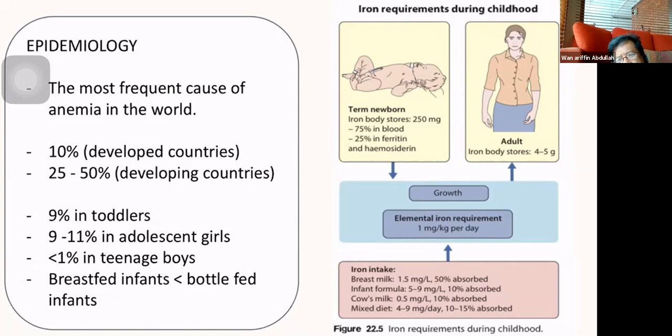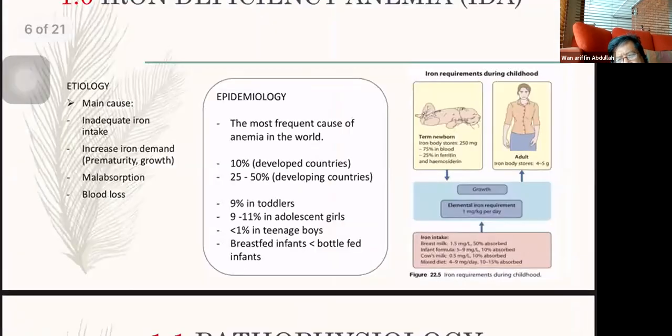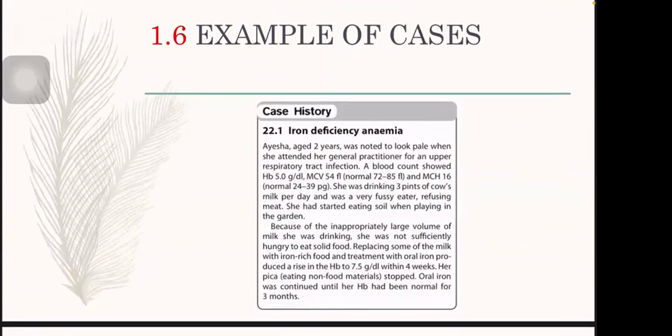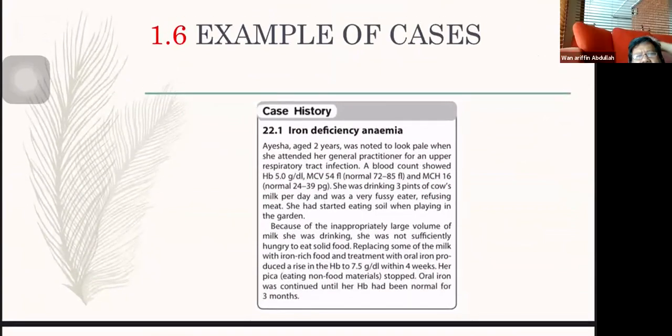Go back. Okay, can. Excess cow's milk. Three pints of cow's milk. It means that... One pint is how many cc? One pint is 500 cc. So 3 pints is 1,500 cc. 2-year-old, what's the usual weight for a 2-year-old?